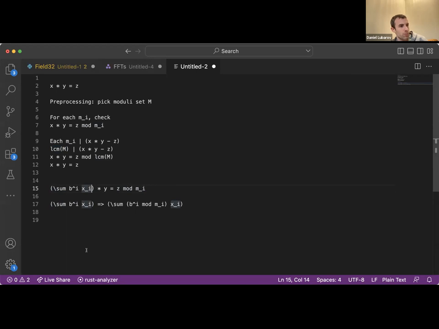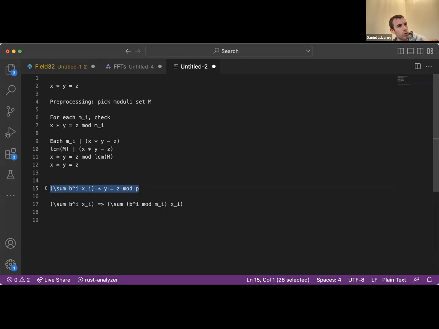But there are some tricks we can use to avoid needing too many moduli. One trick is to use our native field prime P as one of the moduli, and then checking this identity mod P is basically free because it's just native arithmetic in our arithmetic circuit.